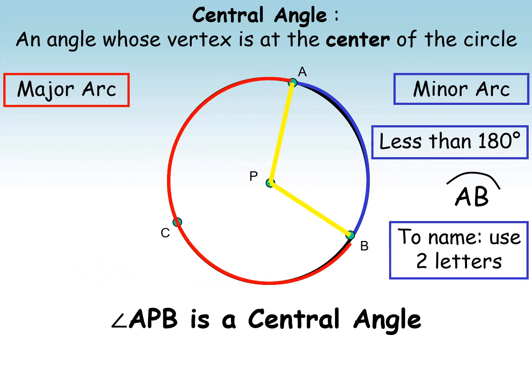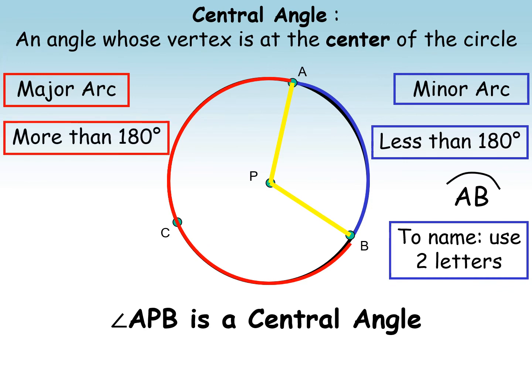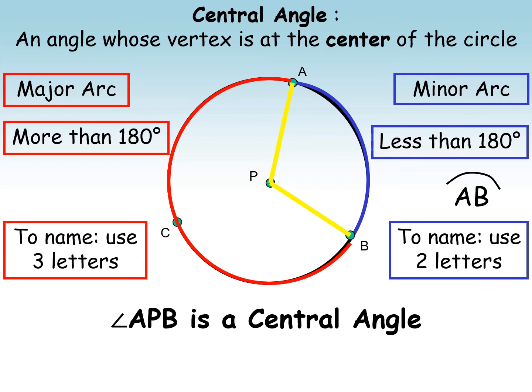Now, let us have the major arc. Major arc measures more than 180 degrees, or greater than 180 degrees. And to name it, we use three letters. So to name this one, we have arc ACB. So the direction is counterclockwise. We can also name that as BCA, which is in the clockwise direction. So that is the central angle, the minor arc, as well as the major arc.